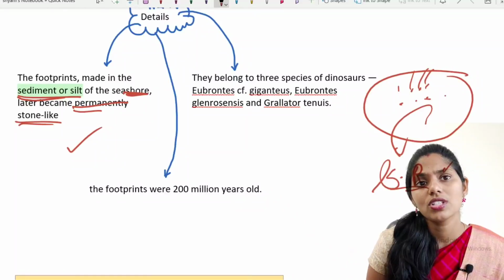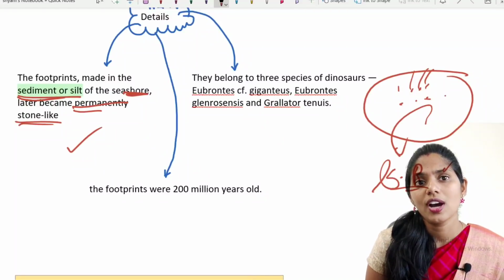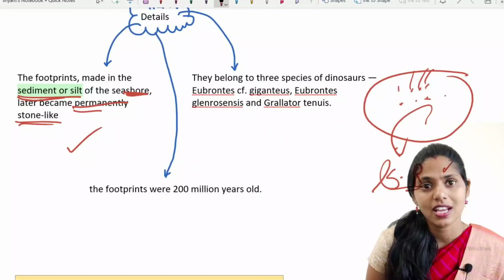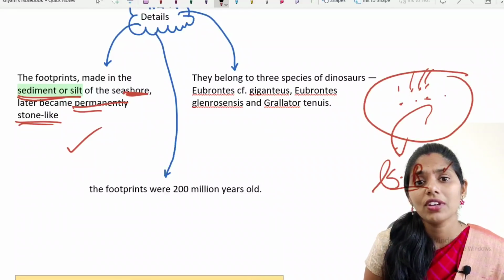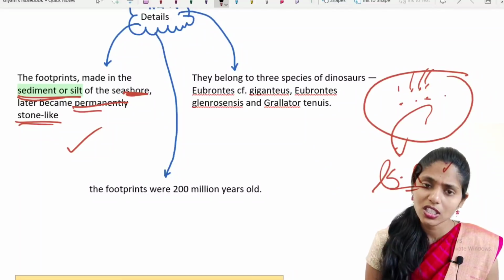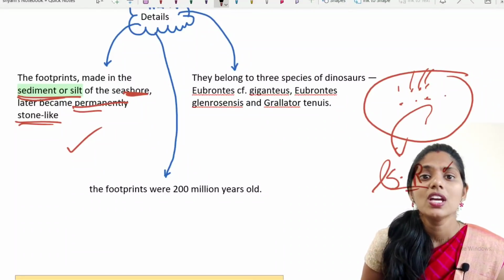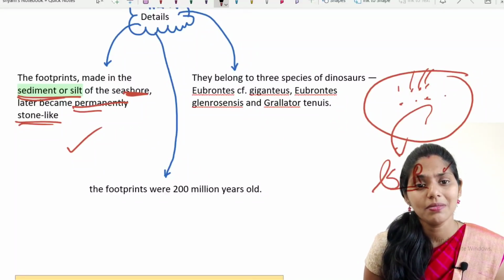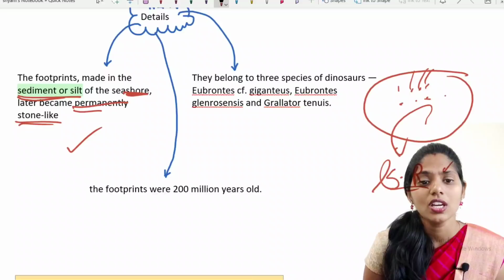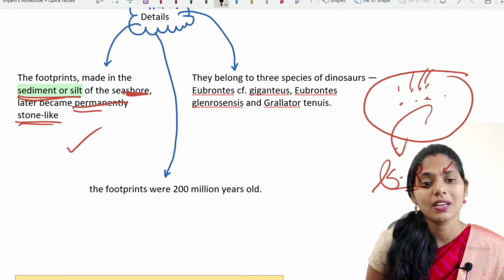And sedimentary rocks, mainly because of sediments, form into rocks after some time, with increase in pressure as well as temperature. And next we have metamorphic rocks. Either igneous rocks or sedimentary rocks undergo some changes and form into another form. Those are called metamorphic rocks, right? So the footprints are mainly seen on the seashore, in the sediments or silt of the seashore, and later they became permanently stone, like a sedimentary rock.